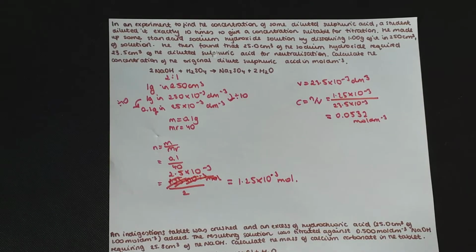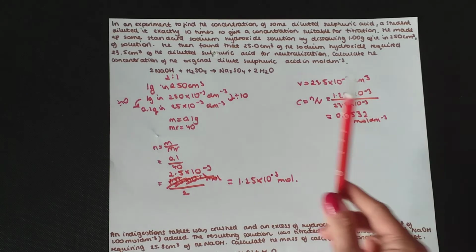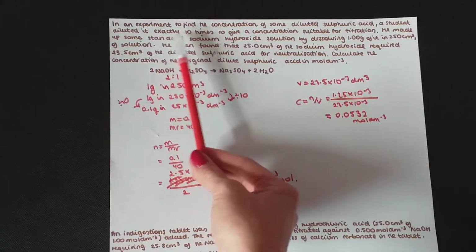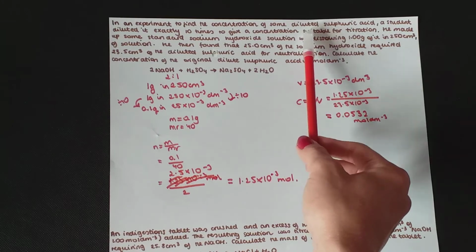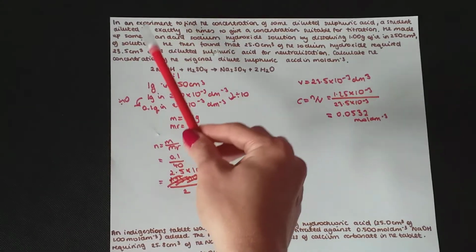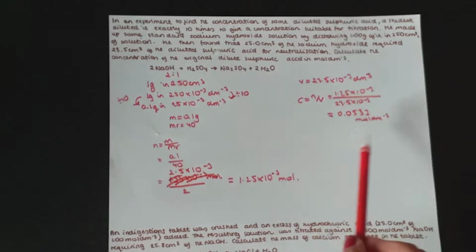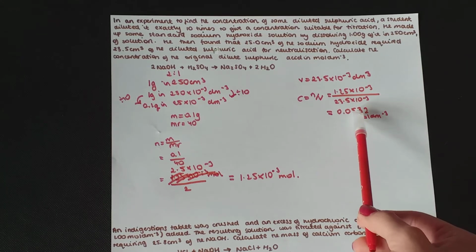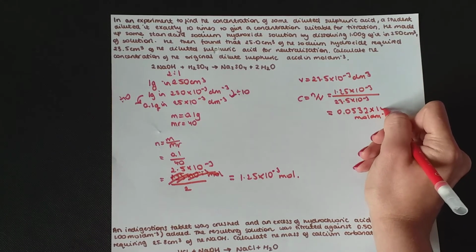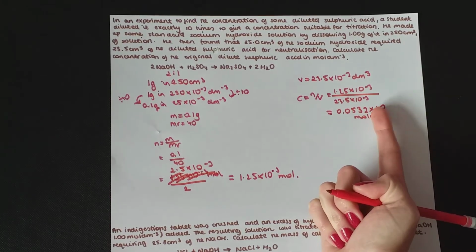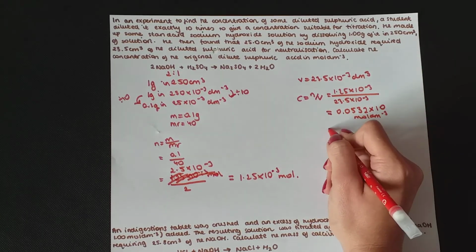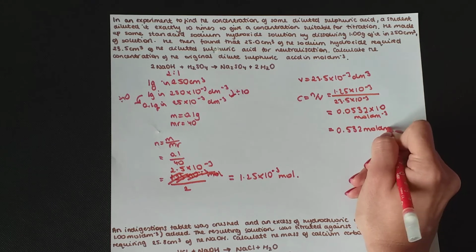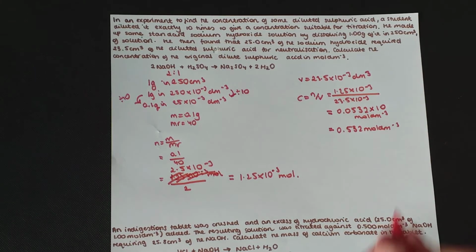However, let's not forget that the question is saying calculate the concentration of the original. And at the beginning, we were saying that some diluted sulfuric acid, a student diluted it exactly 10 times. So that concentration is 10 times diluted. So to get the original concentration, we need to multiply this concentration by 10. It was 10 times diluted, so now we need to multiply it by 10, which gives us 0.532 mole dm minus 3 as the final answer.